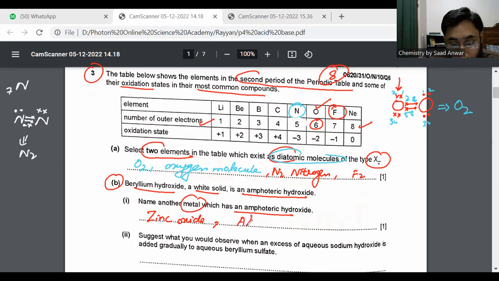Similarly, aluminium oxide or aluminium hydroxide is amphoteric. These are the metals. We have to just put the name, so just erase this oxide, put zinc and aluminium. These are the metals which have amphoteric oxides. So just what you would observe. Let me move forward.